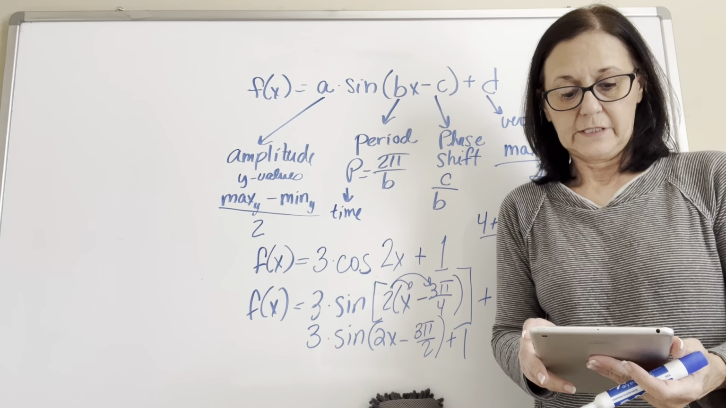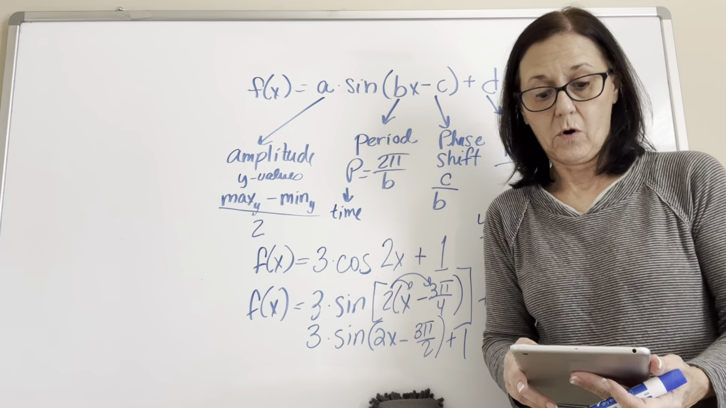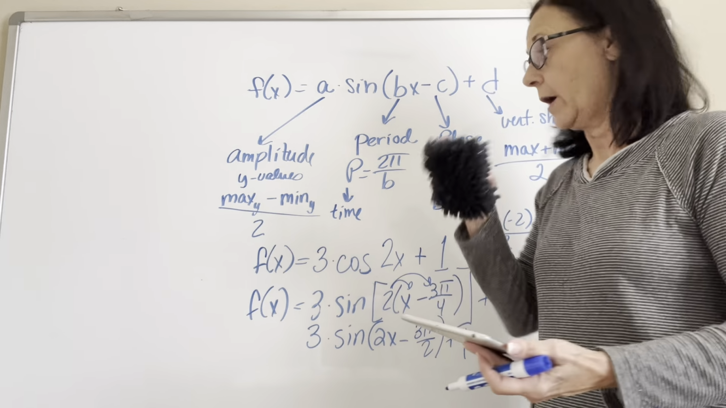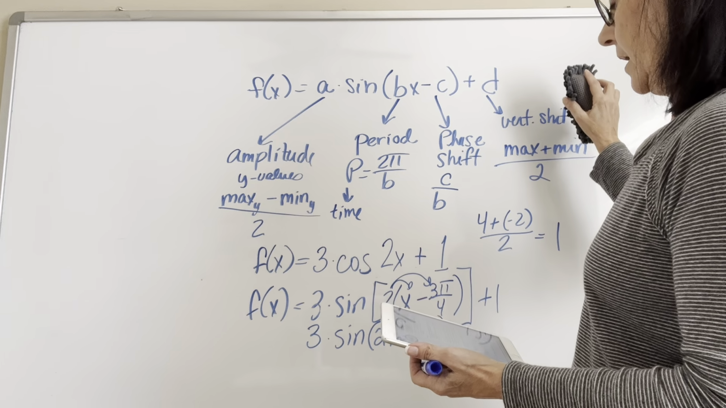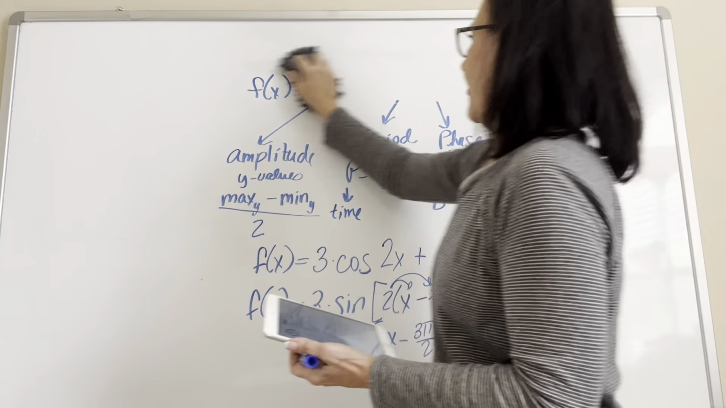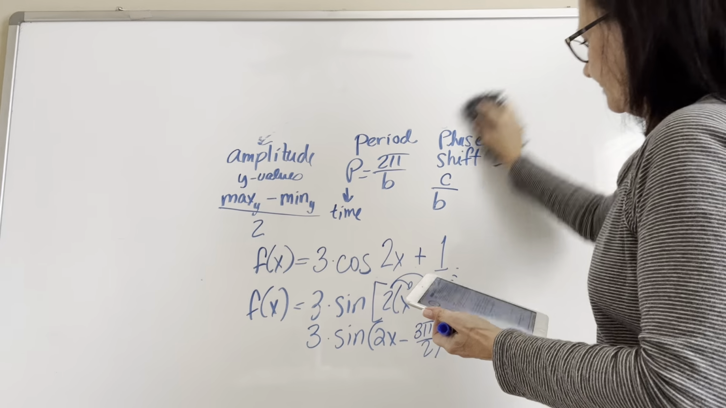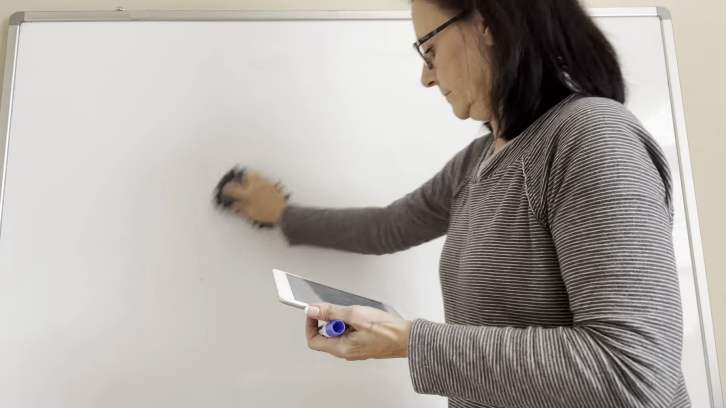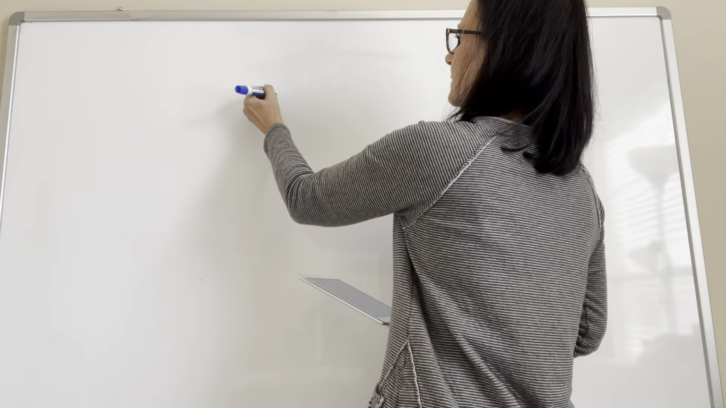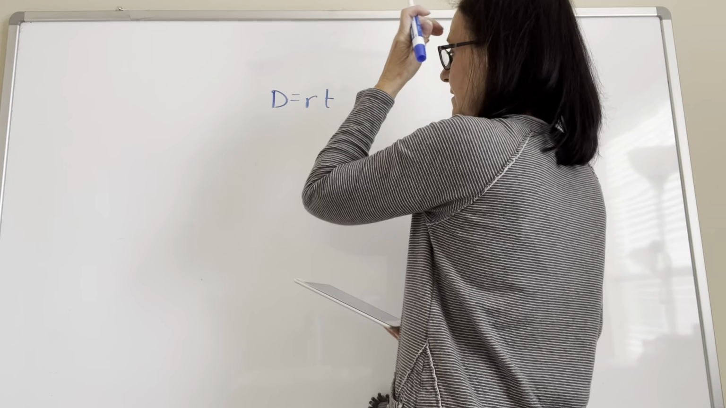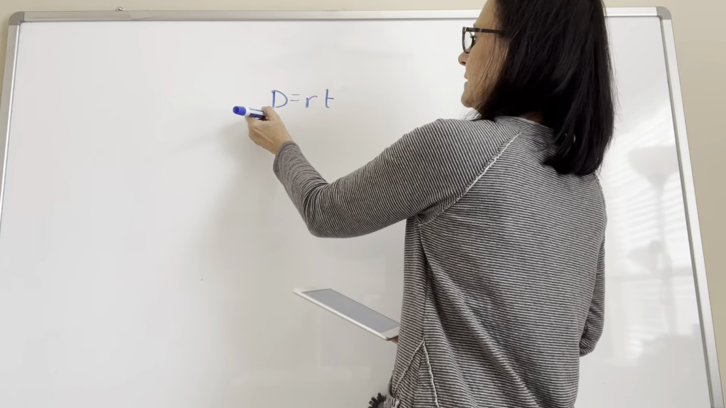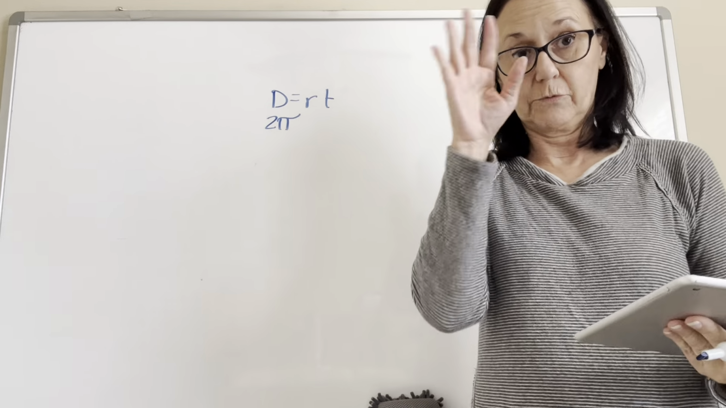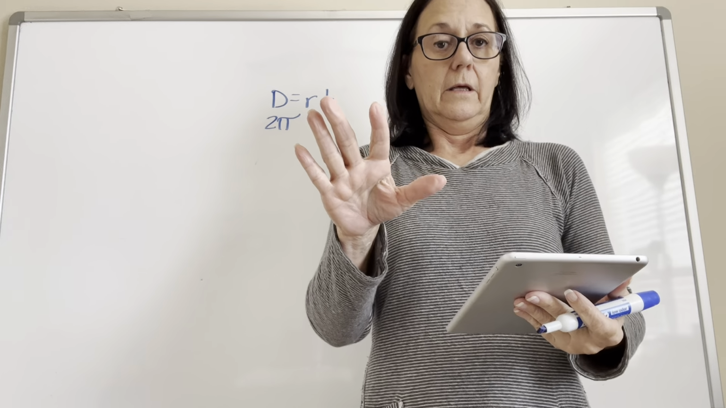Now there are 2 more examples, and we're only going to write either the sine or the cosine. Remember, period is time, but we always want the b value. So look at example 2. Distance equals rate times time. Our distance is going to be 2 pi all the way around, because we're talking the unit circle.